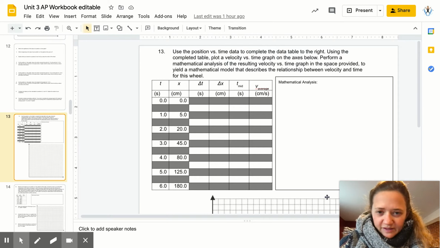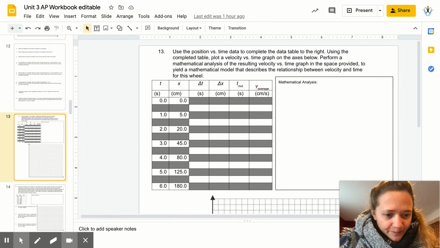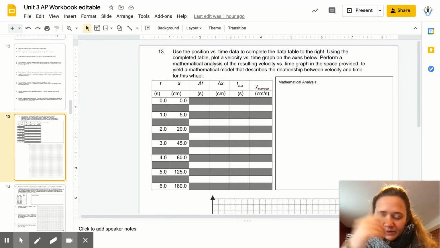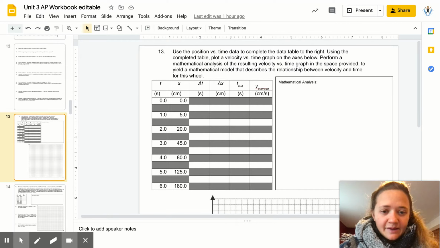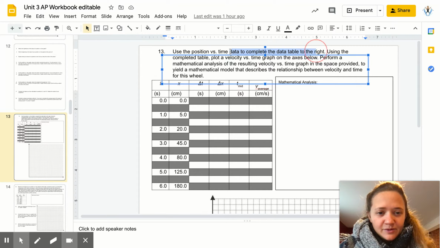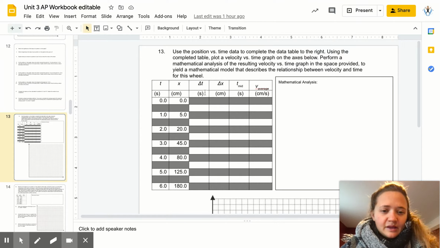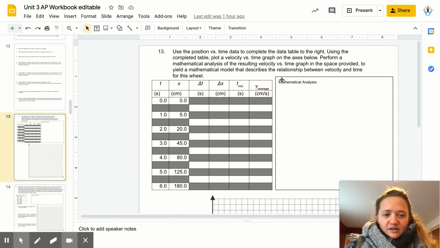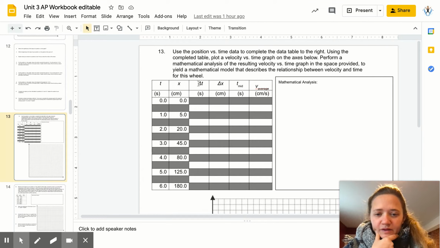Okay, I'm going to briefly explain page 13, question 13 table for the homework. If you haven't done it yet, you should. So the first thing to do is to complete the data table to the right. Then, using the completed table, you're going to plot the velocity time graph on the axes below, and then perform some mathematical analysis. And so the first column that we are responsible for filling out is delta t.